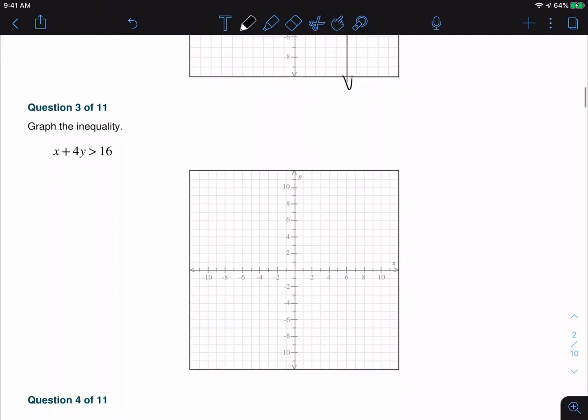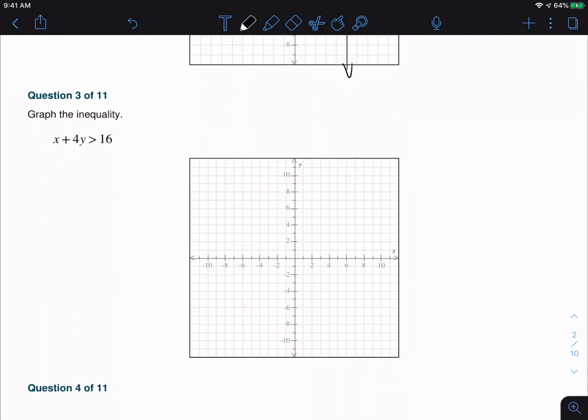Okay, the next one. It says graph the inequality x plus 4y is greater than 16. So to do this problem, I'm going to solve it into slope-intercept form. So I'm going to get 4y is greater than a negative x plus 16, and then y is going to be greater than negative 1/4 x plus 4. Are you guys okay with how I got that equation, or did I do the steps too quickly? Do you want me to show more steps? Elizabeth, you okay with it too? I move the x over by subtracting, and then I divide it by 4.